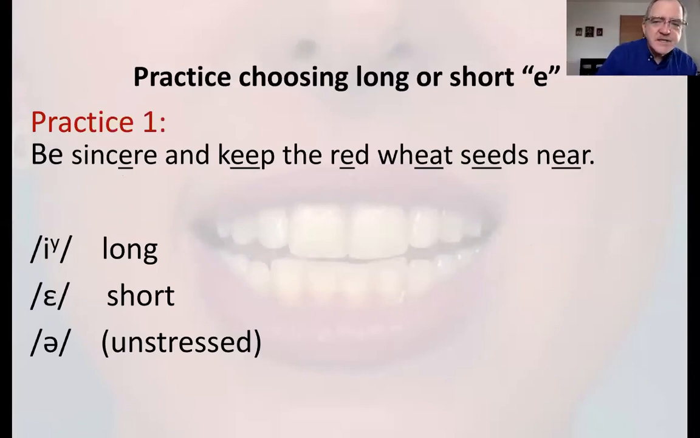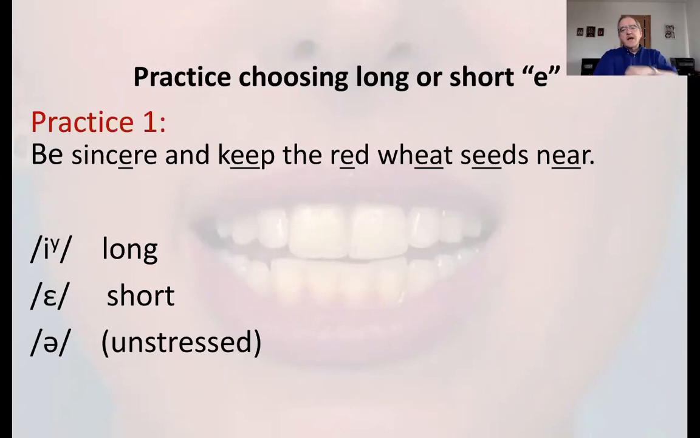Now, I'm not going to read this to you. I want you to look at your computer, and I want you to stop the video, get a piece of paper and a pencil, and try to write the IPA for the underlined vowels, all right? The first one, I'll tell you the pronunciation, sincere. Okay, you have the silent E, and that makes this E long. So you type this sound, or you write this sound. Okay, try these words here, and in 1 minute, I'll tell you the answer. Stop the video.